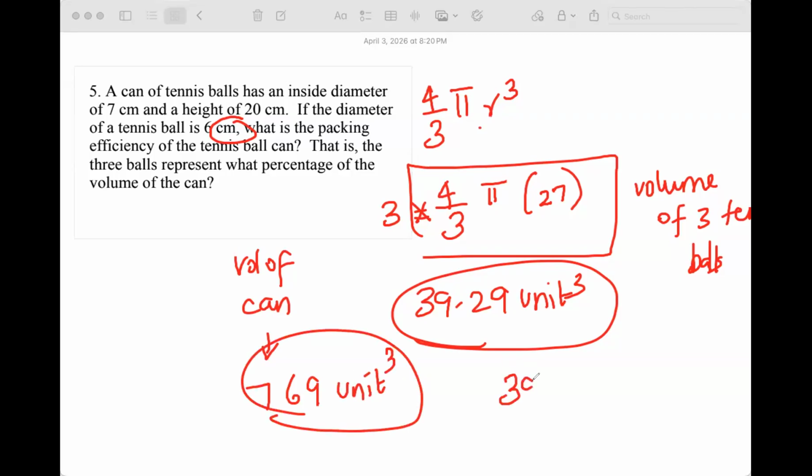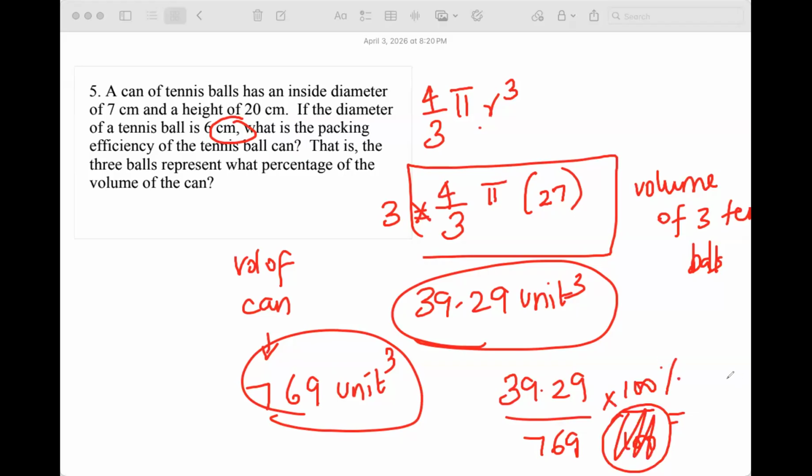So the percentage volume is 39.29 divided by 769, which is a decimal. Multiply by 100, divide by 100. So this division by 100 you can take out and replace with a percentage. That will be 44%. Make sense? Thank you, Avyuk.